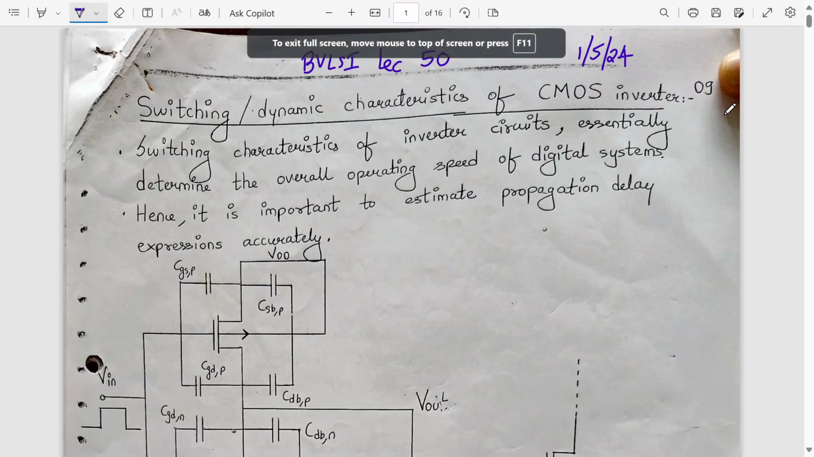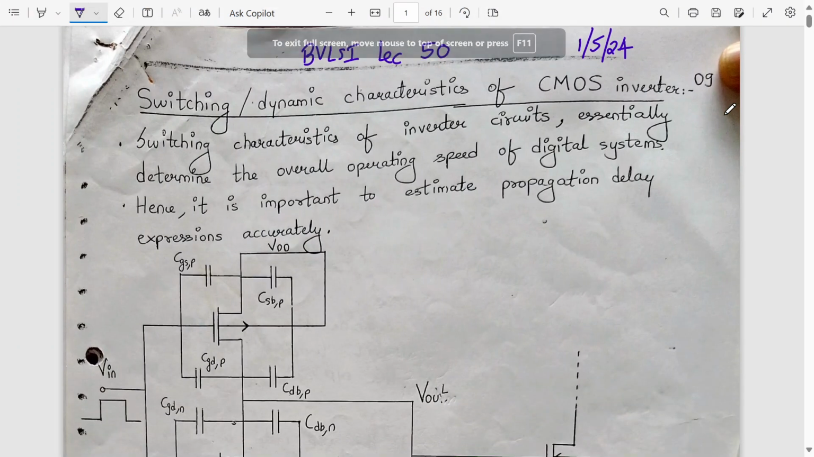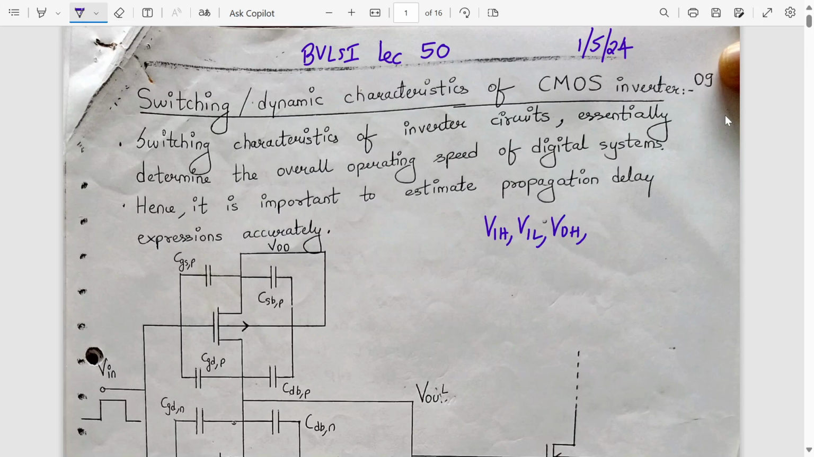Anyways, let us start. So we are starting with the switching and the dynamic characteristics of CMOS. Actually, we have already covered the noise margin analysis. So remember, for a CMOS inverter, we have calculated VIH, VIL, VOH, VOL, and VTH. Correct? And from these parameters we have calculated noise margin levels, noise margin high and noise margin low.